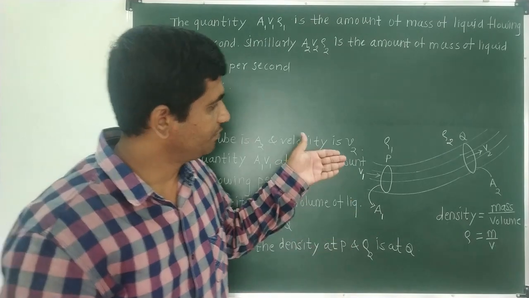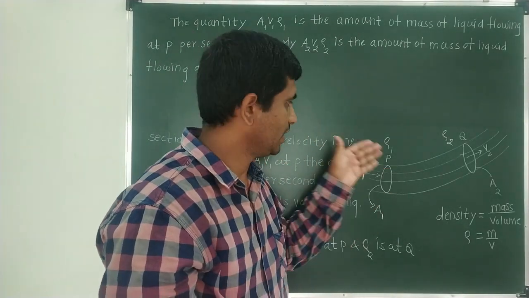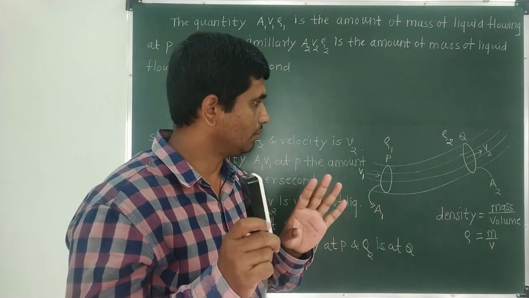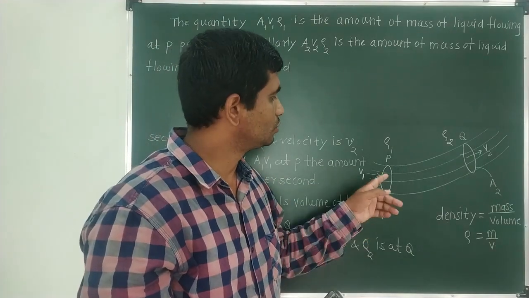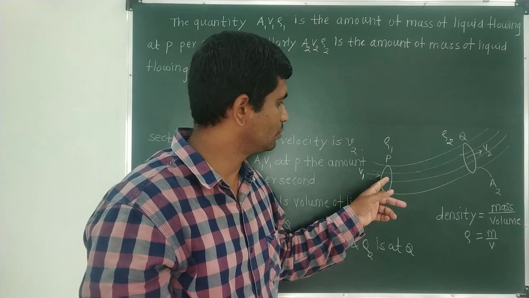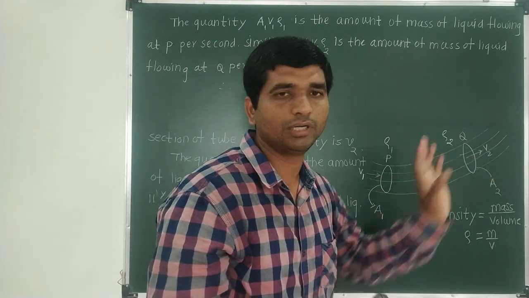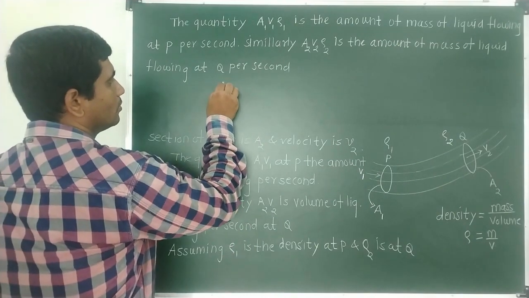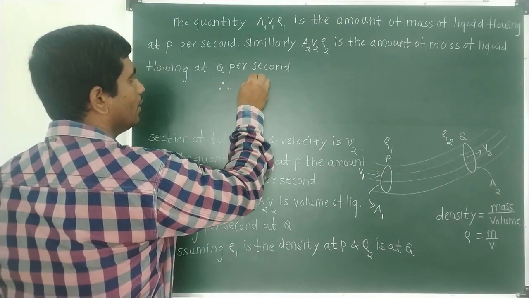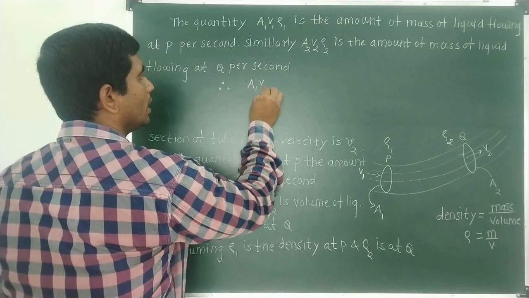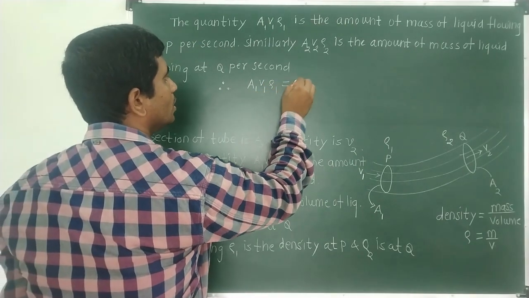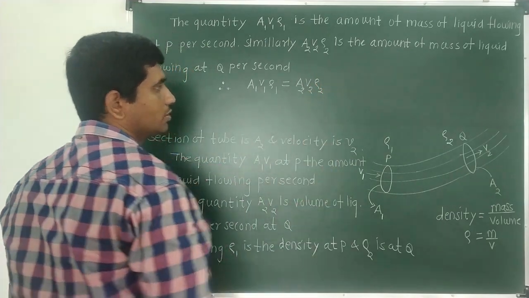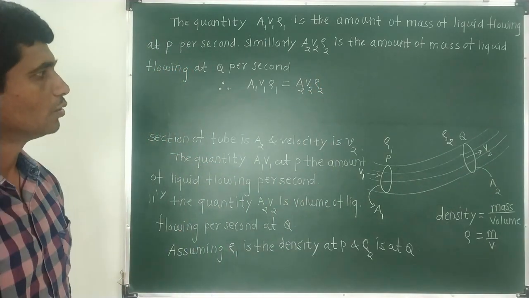see, if liquid is entering through the point P, it has to go to the point Q only. Okay, because there is mass conservation, you can say. So whatever the amount of liquid goes through this point, the same liquid will go into the point Q. Okay, so from this one we can write A1 V1 rho 1 is equal to A2 V2 rho 2.